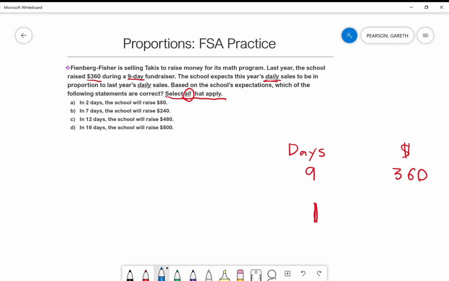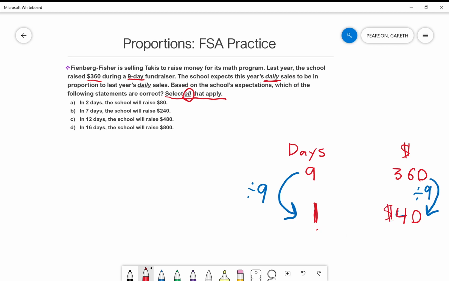Hold on, wait a second there. To get from 9 to 1, what did I divide by? Yes, that's right, you got it right. You divided by 9. Here, if you divided by 9 on the left, what do you think that you are going to divide by on the right? 9 again. Good. So 36 divided by 9 would be 4. That means that 360 divided by 9 would be 40. Perfect. I feel slightly like Dora the Explorer right now, asking you guys to follow along. Okay, so for 1 day, the school will raise $40.